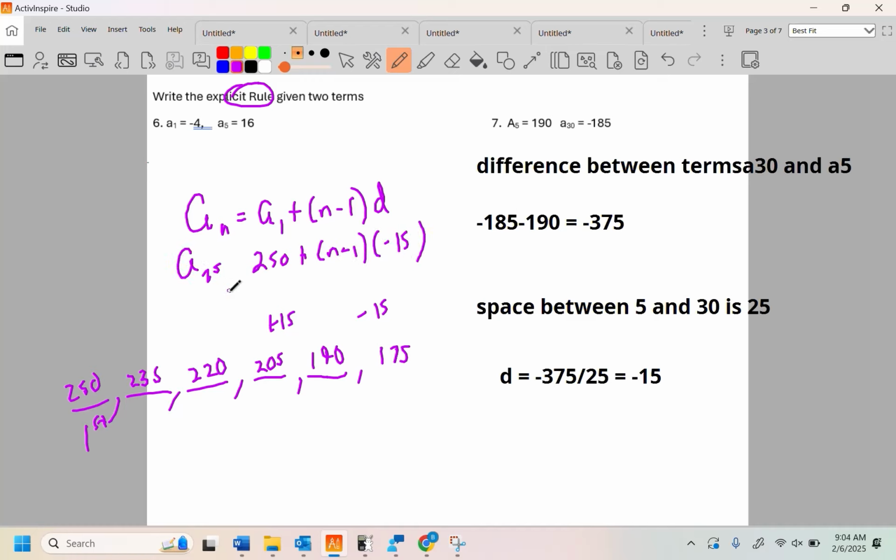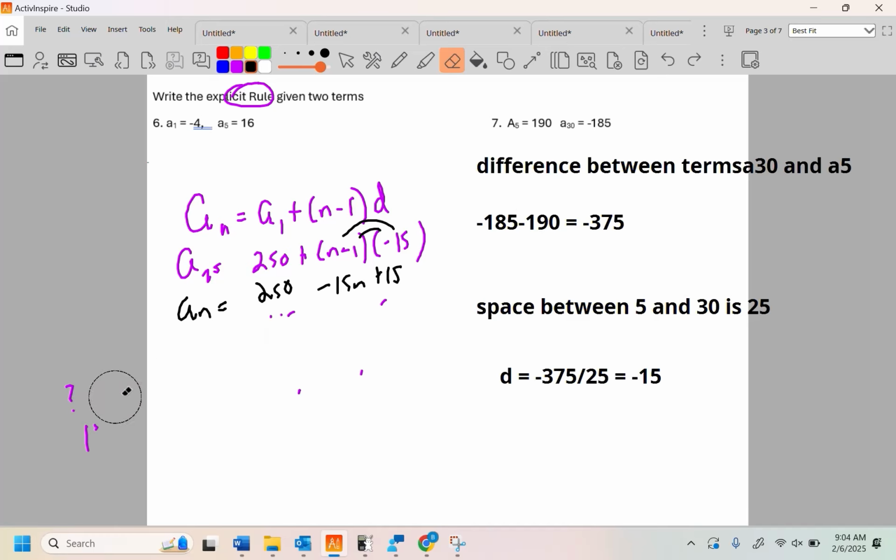And then you just do the distributive property and clean it up. You'll get negative 15n plus 15. You'll combine like terms and you'll be done. So the nth term is negative 15n plus 265.